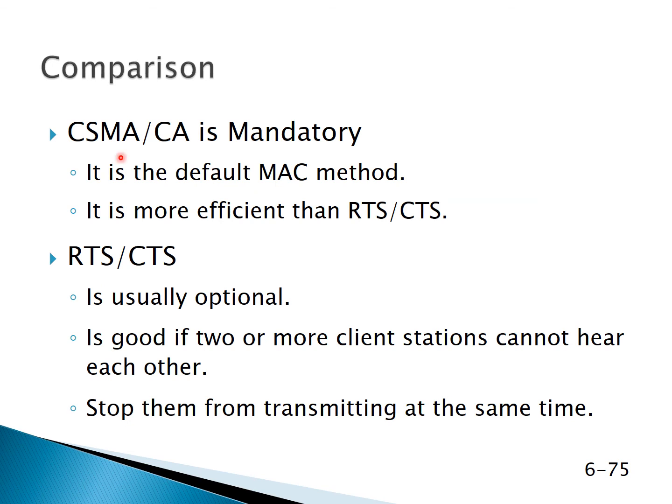As we said, CSMA/CA is mandatory and is the default method. It's more efficient than RTS/CTS, and RTS/CTS is usually optional. It's actually good if two or more client stations cannot hear each other. If the two clients are on two sides of the wireless access point, they are too far away from each other and cannot listen to each other's traffic, then CSMA/CA may not work, because the clients cannot sense each other, right? They cannot do the carrier sensing. So RTS/CTS will help, and this will also stop them from transmitting at the same time.